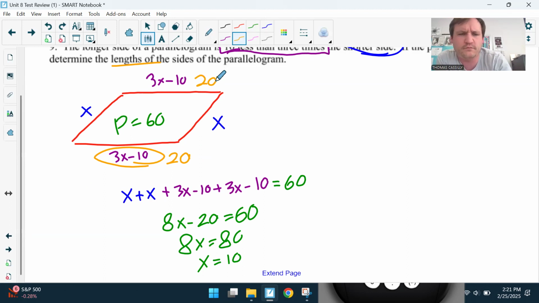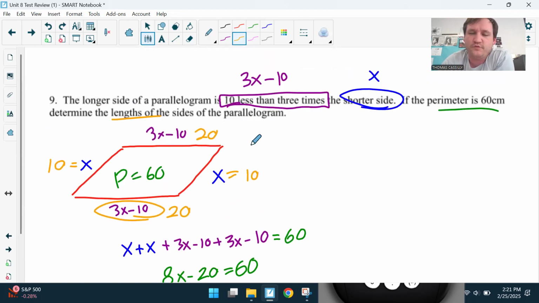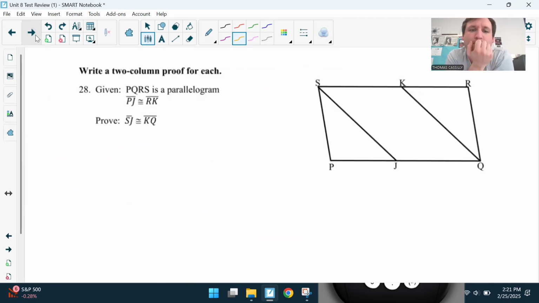The other side, wait a minute, yeah, that's right. The other side is just going to be 10. So the left and the right are 10. And if you want to check, add up all of those side lengths. 10 plus 10 plus 20 plus 20 is 60. So that works out. And that's how we do that problem. So again, draw pictures on these. That's going to be very helpful.